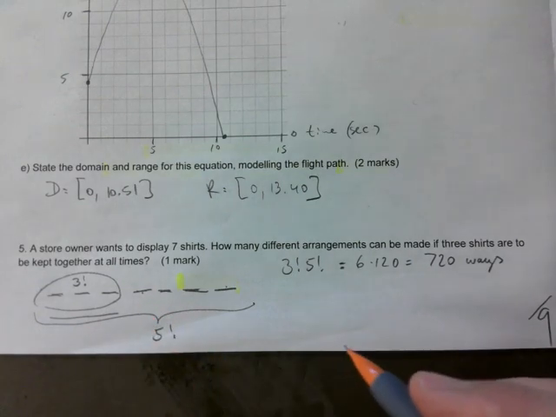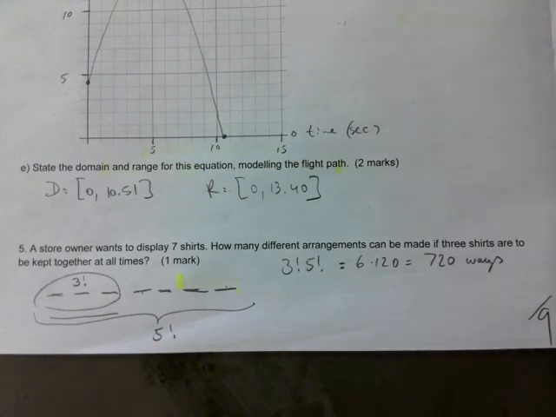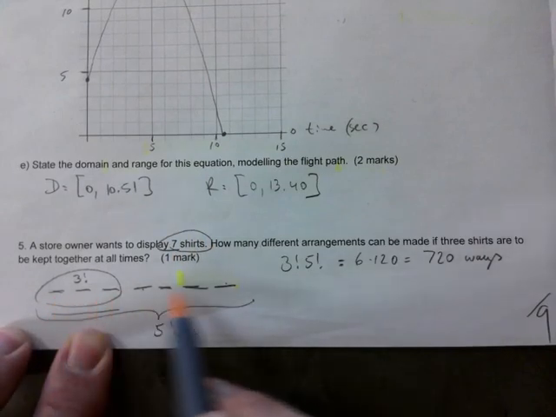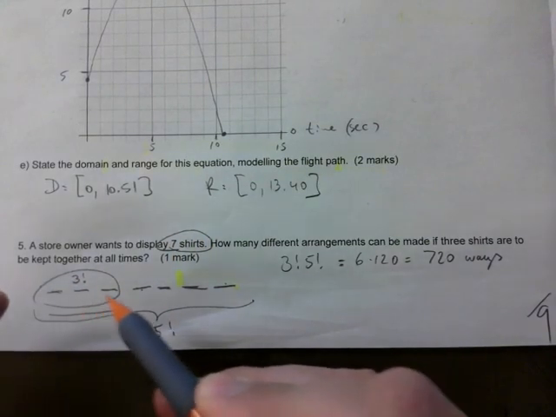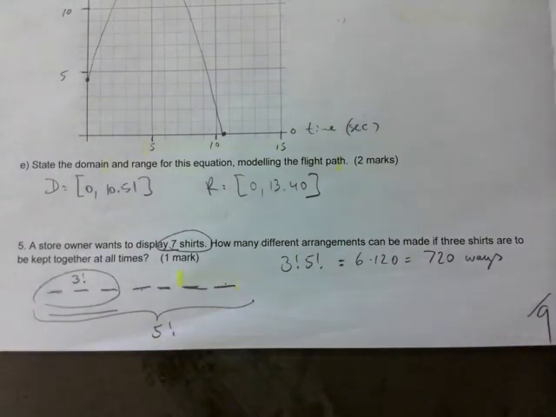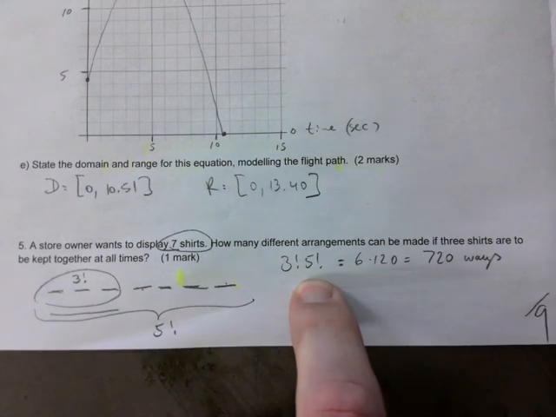This is grouping within an arrangement. So you're displaying all 7 like this, but you're keeping 3 of them together. So this isn't combinations. Combinations is when you're making groups, where you're not displaying, order doesn't matter. Here, order does matter. So we use factorial.